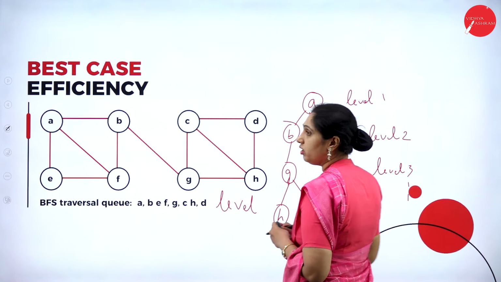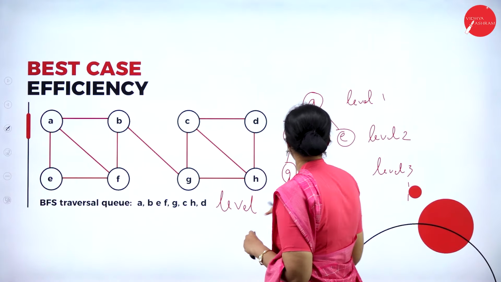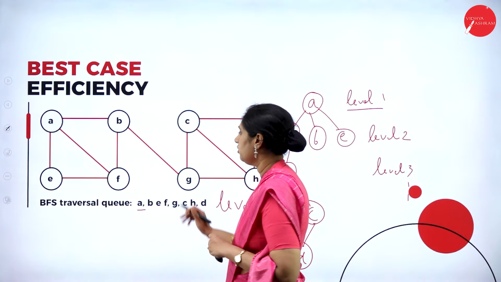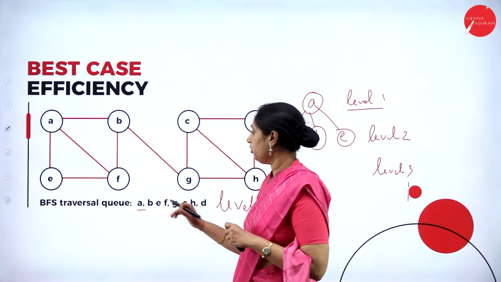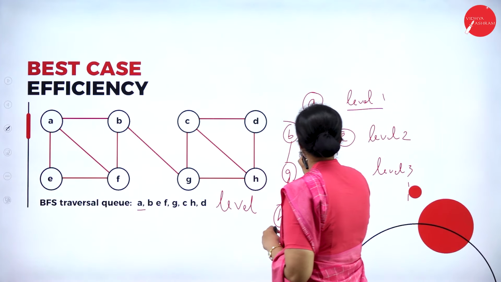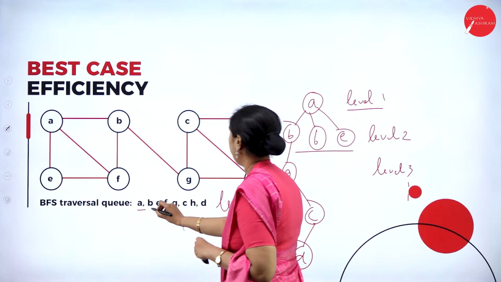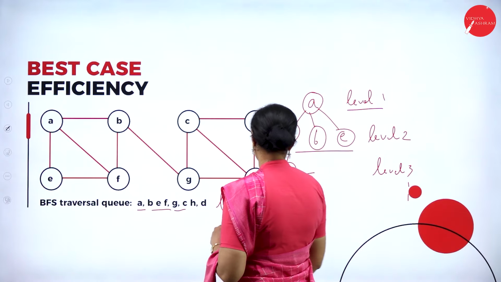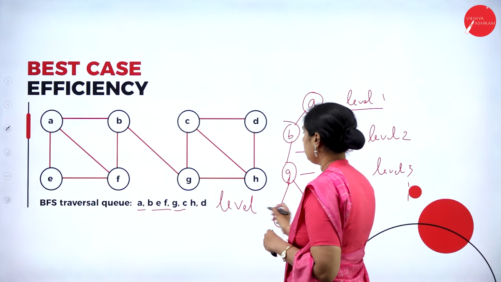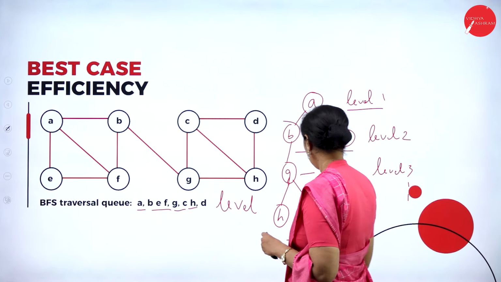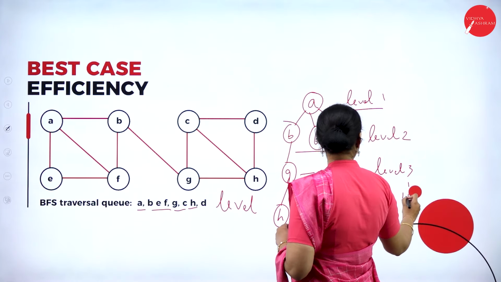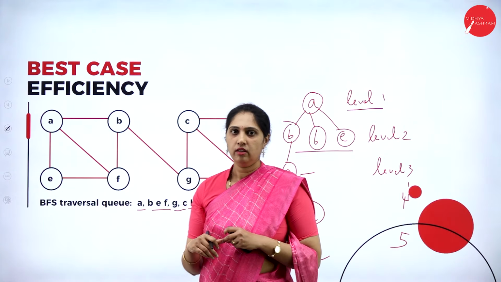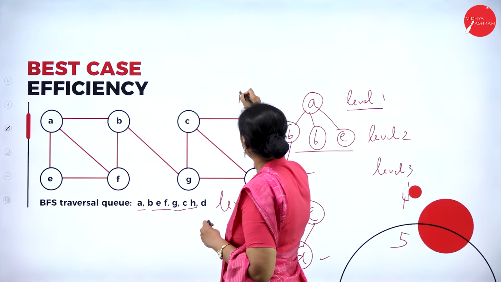Similarly, it goes on. So first we have to write all of level 1. See, level 1 is A. So how to write the BFS traversal queue? A. Next, the second level we have to write: B, E, F. Next, the third level we have to write: G. Next, H and C, you can write H C or C H. The last level is D. So how many levels were there? 4, 5. These are the levels. Okay. This is breadth first search.